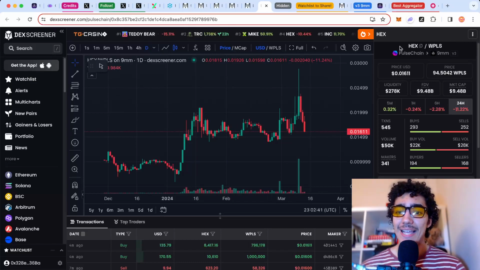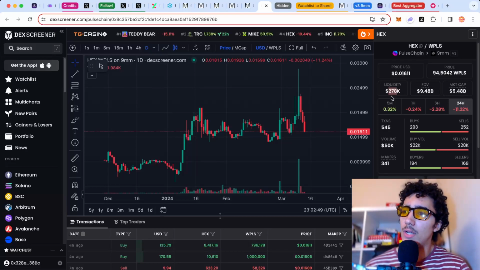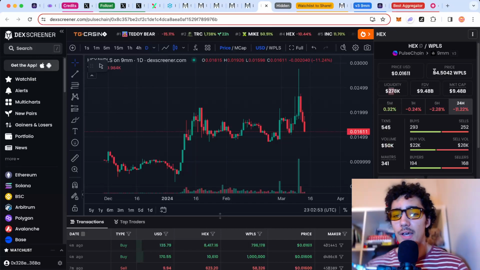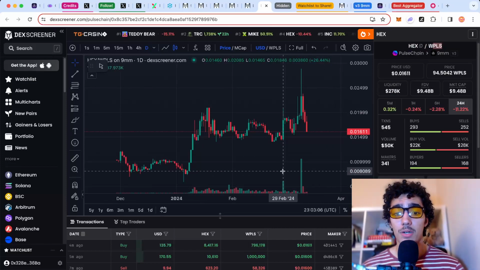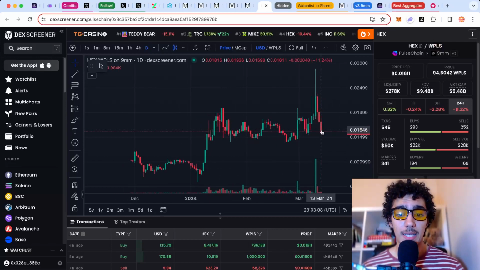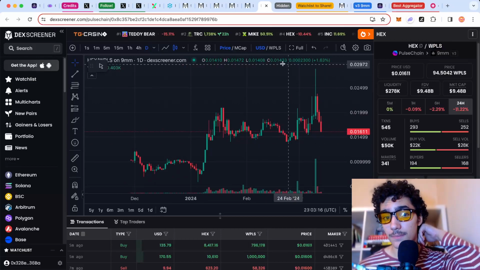And then this one, HEX/WPLS version 3. Look at this, 50K volume. What's the ratio? This is a 1 to 4 or 1 to 5 ratio from volume to liquidity. Not the best, but it's actually not bad. HEX to WPLS, both are very bullish. This is PHEX, by the way. I don't think HEX is going to fall that much, which is why I feel like plus or minus 20% is really solid.